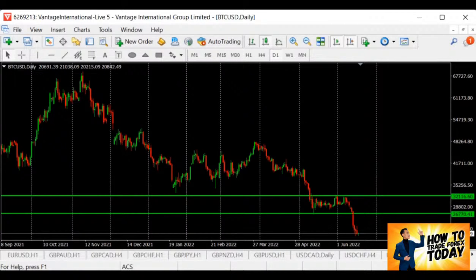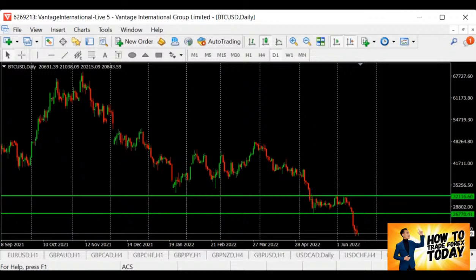So for Bitcoin, I'm still waiting for the price between 18 and 19, between these two prices, so that we will have a good chance to enter a buy trade for this Bitcoin. So just be a little bit patient. Patience pays, correct?